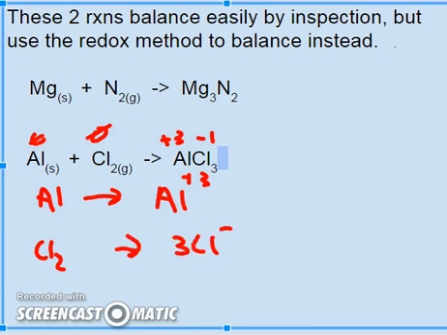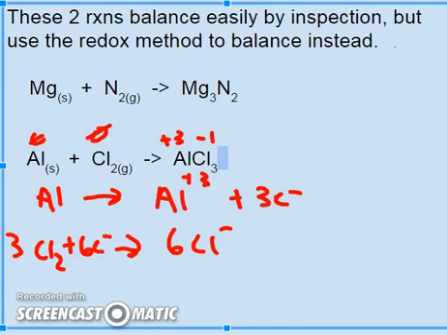So this one isn't balanced. So I'm going to need a 3 here, and I'm going to have to bump this up to 6 chlorine ions to balance. And now I can go ahead and add in my electrons. I would need 3 electrons on the positive side here to balance. And I'd need 6 electrons here to balance.